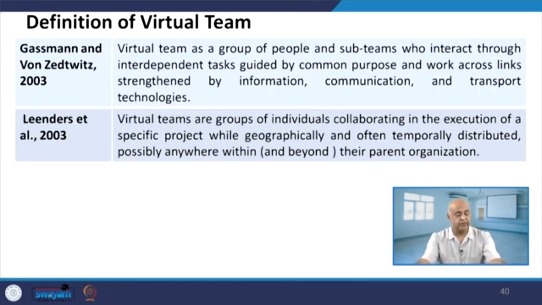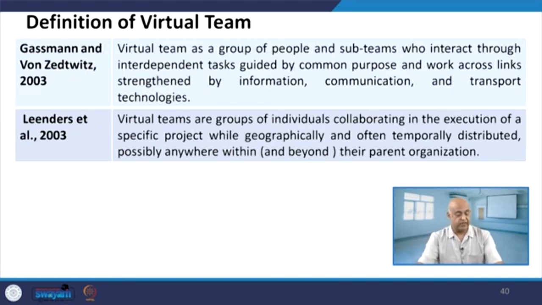Gersman and Von Weizitz, in 2003: a virtual team is a group of people and sub teams who interact through interdependent tasks guided by a common purpose and work across links strengthened by information, communication and transport technologies. So this team works and interacts through interdependent tasks, sharing these mechanisms of information and communication, and the transport technologies will be used.